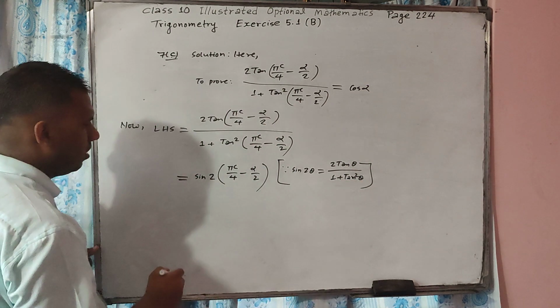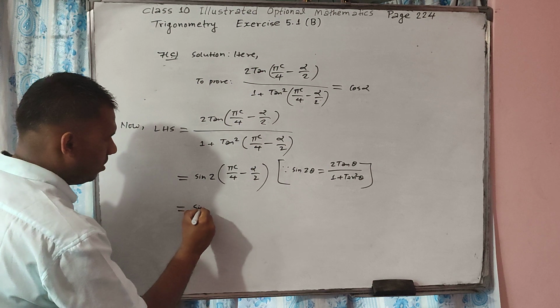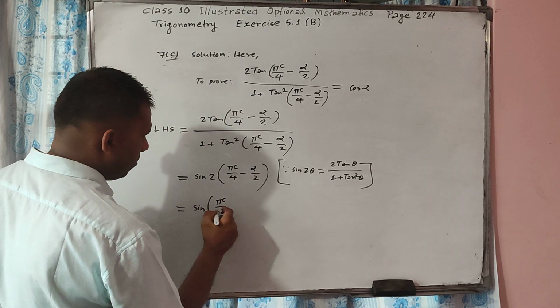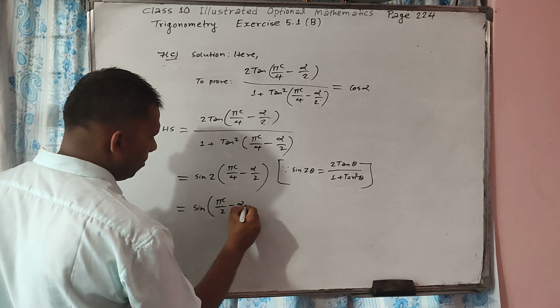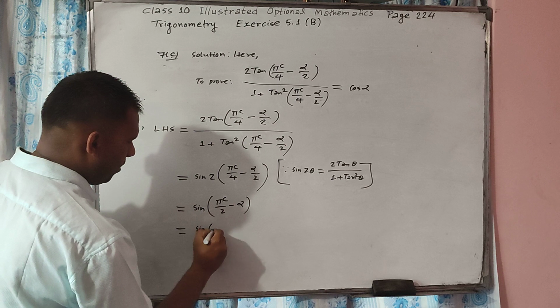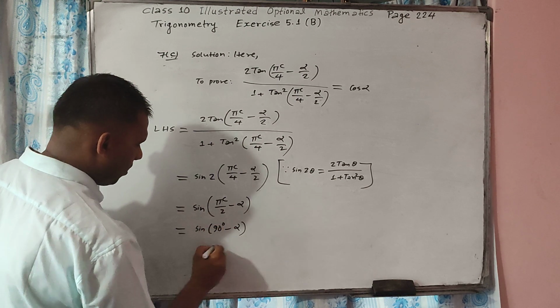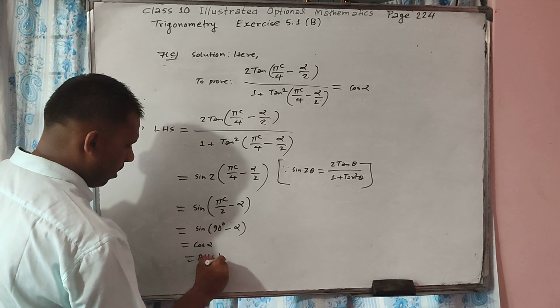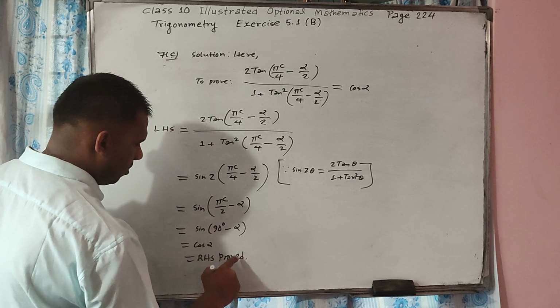By this one term, now this sin 2 into pi by 4, that is pi divided by 2, 2 into alpha by 2, that is minus alpha. Pi by 2, that is 90 degree. Sin (90 degree minus alpha), that is cos alpha, equal to RHS. Proof.